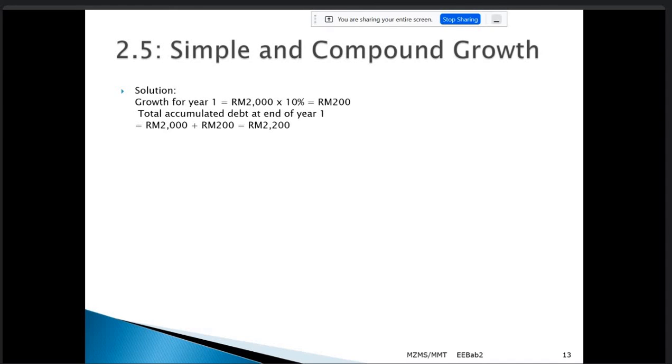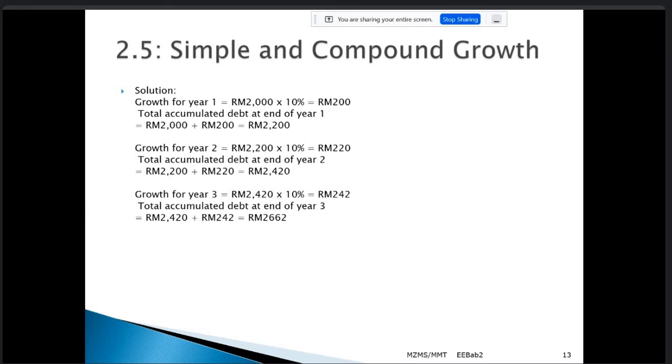And then the total accumulated debt at year end one is 2000 plus 200, so it becomes 2200. Then for the second year, you have 2200, multiplied with the growth rate, so you will get 220. So you accumulate at the end of year two 2420. Then you accumulate again for the third year: the end of year two becomes the principal for year three. So in the beginning of year three, you have 2420, multiplied with the growth rate 10%. So the growth is 242.